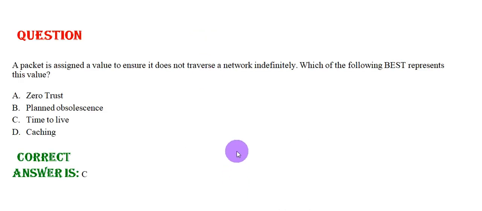A packet is assigned a value to ensure it does not traverse a network indefinitely. Which of the following best represents its value? Option A, zero trust. Option B, planned obsolescence. Option C, time to live. And option D, caching. The correct answer is option C.